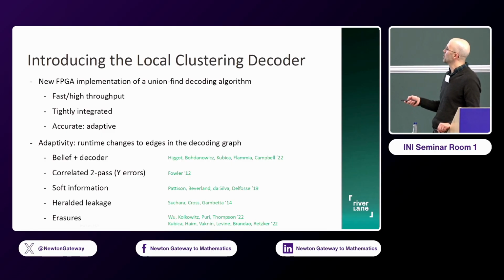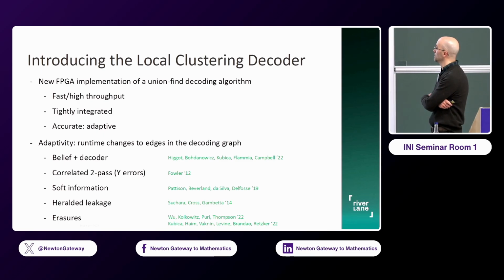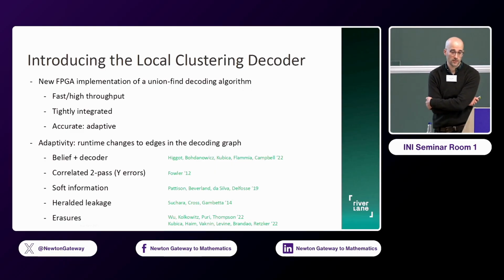The one I'm going to be focusing on is leakage. So I'm going to be talking about a specific type of error that's called leakage and how you can decode it accurately using this feature called adaptivity.